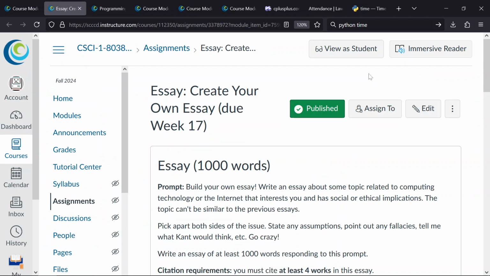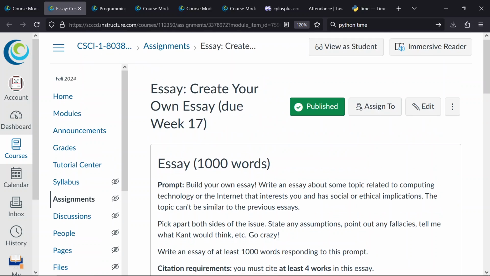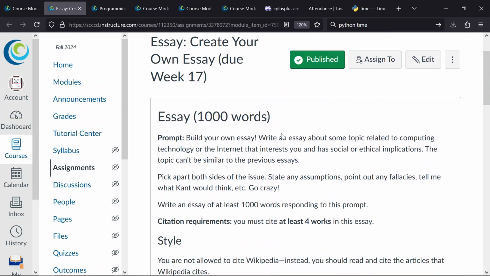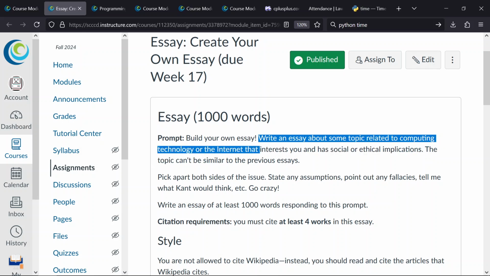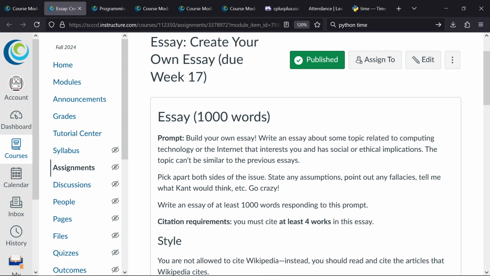So your very last essay, let's go out with a bang, and I'll just let you write about whatever you want to write about. So this will be create your own essay. Here's your prompt. Build your own essay. Do whatever you want. Write about some topic that's relevant to the class, related to computing technology or the internet, that interests you and has social or ethical implications. Something that is useful to talk about in a critical thinking essay. The only thing you can't do is write about something I've already asked you to write about. So just pick some other topic than previous essays and go crazy.